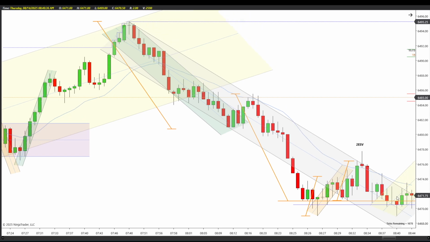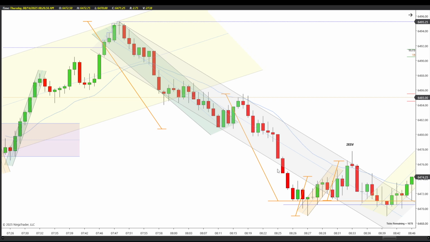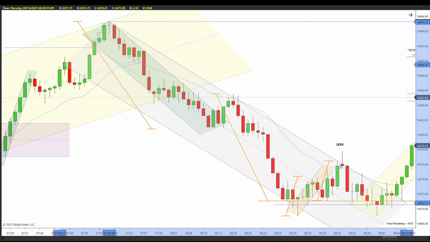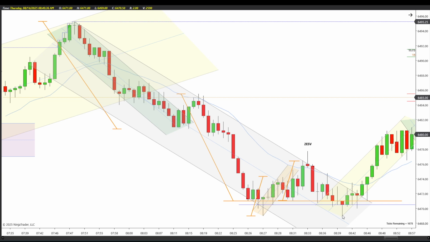It moves down this gray down channel pretty nicely. This failed breakout, in hindsight, this bigger channel might actually have been reasonable. But by the time I got here, it was too late. This trade already moved. Prices start moving up.